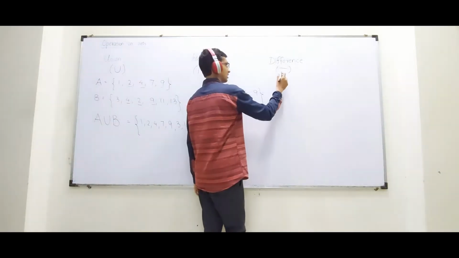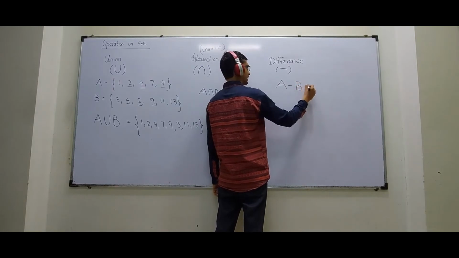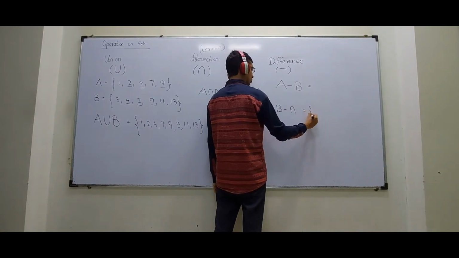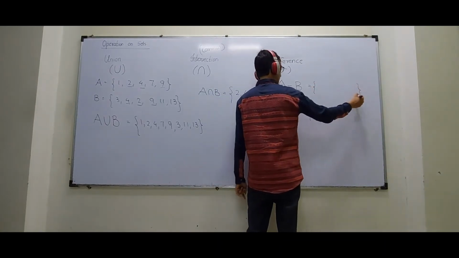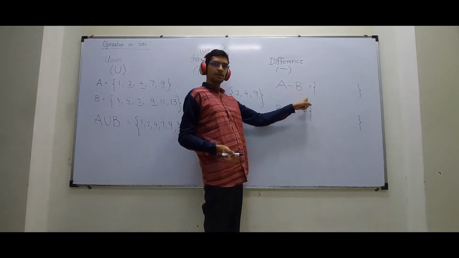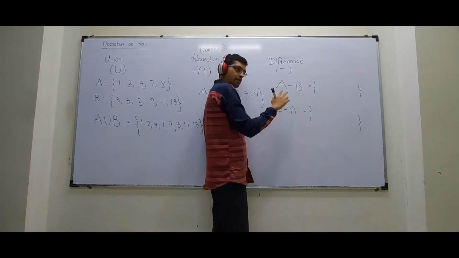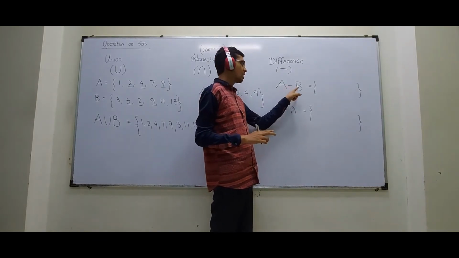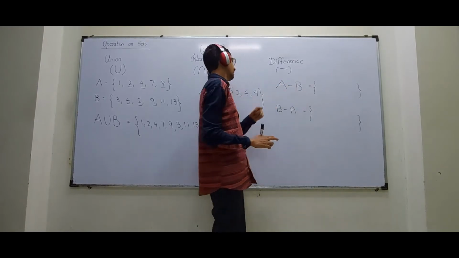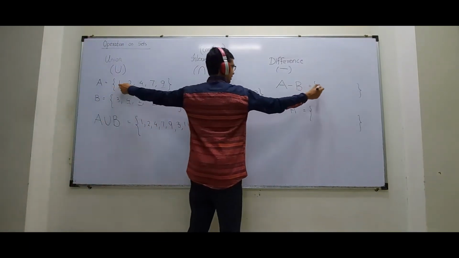Next, very important: what is A minus B? Like in mathematics, A minus B is different, B minus A is different. Here also the A minus B set and B minus A set will be different. A minus B means all elements of set A which are not in B, meaning we have to copy those elements of A which are not in B. So see, is 1 of A in B? No. So I'll copy 1.